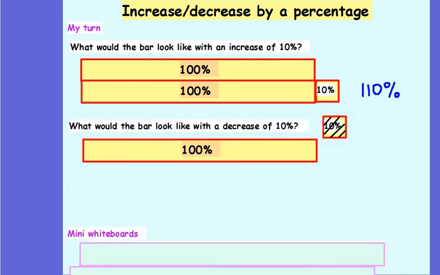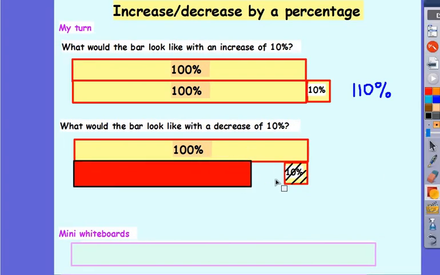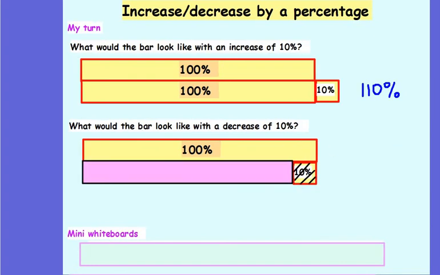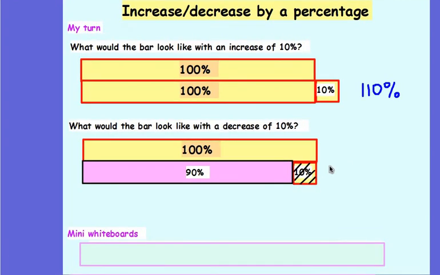What would the bar look like with a decrease of 10%? Well, this time I'd start off with my 100%. I'd need to take away my 10%. So the percentage I'd have left over, which I'm going to show in this box here, would be what, Ludo? 90%. Brilliant. I've taken my 100%, taken off that 10%, which has left me with 90%.